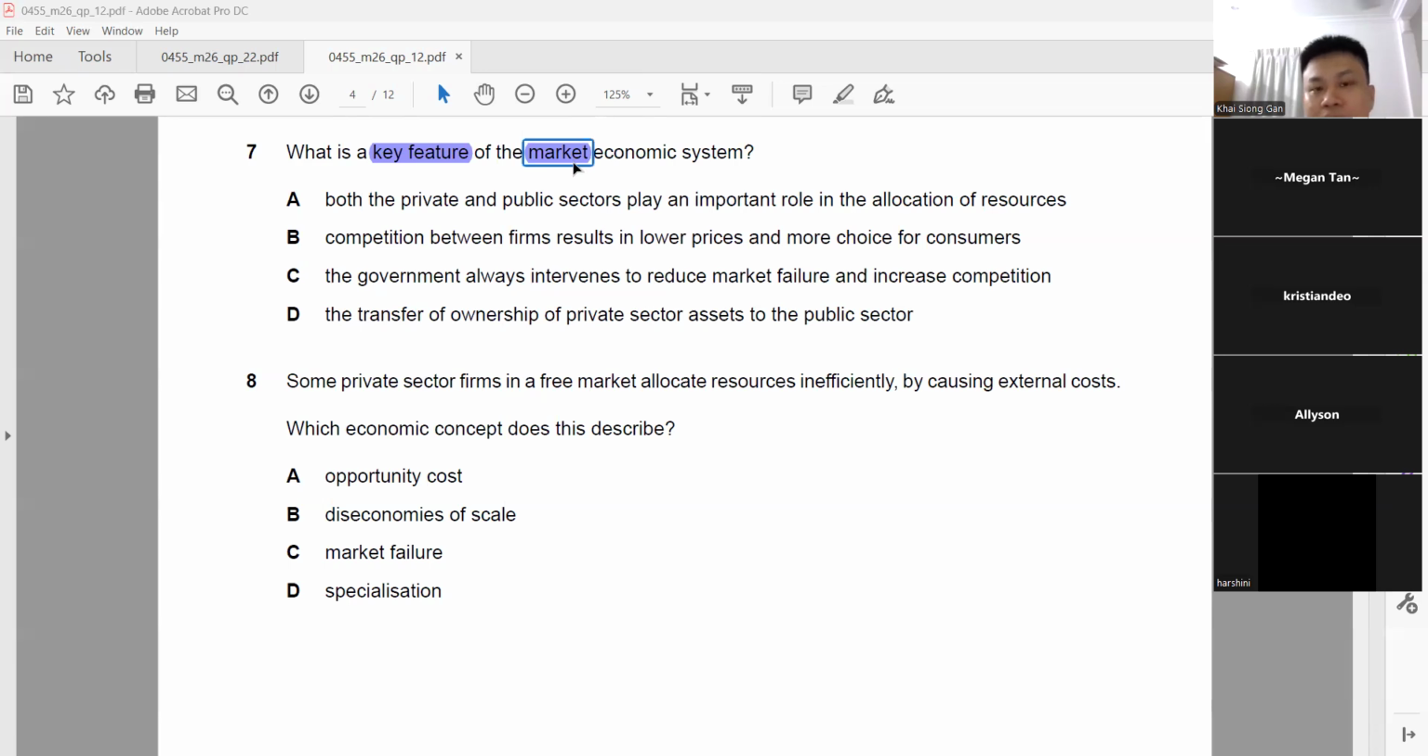So in a free market, all the firms try to compete with each other. So that will usually result in lower prices and better quality of products. So the answer is B. Competition results in lower prices and more choices for consumers. Correct. A, C, and D cannot be the answers because they involve the government.